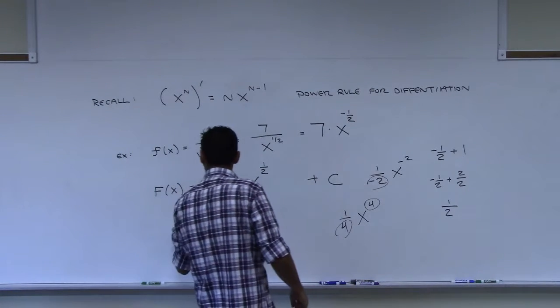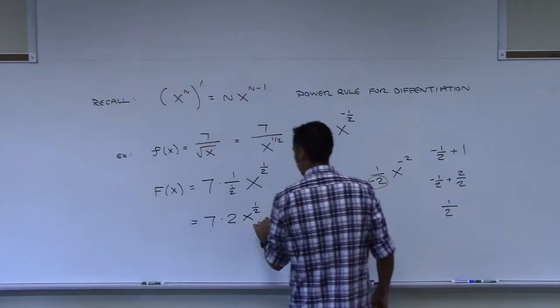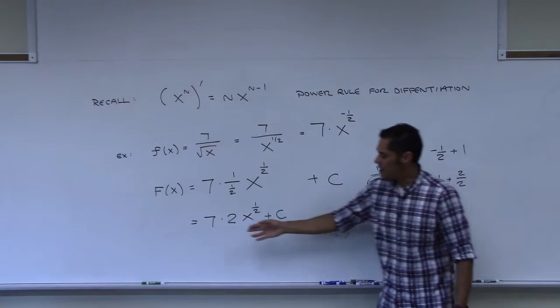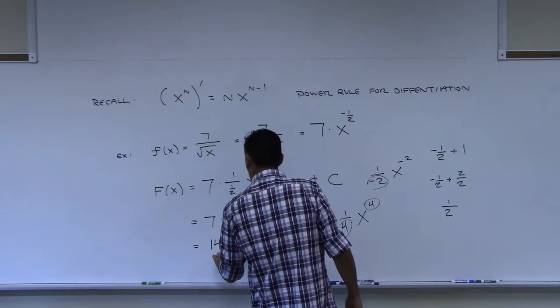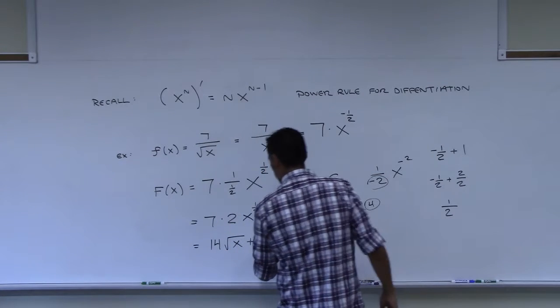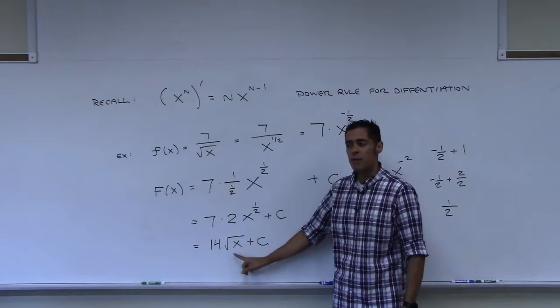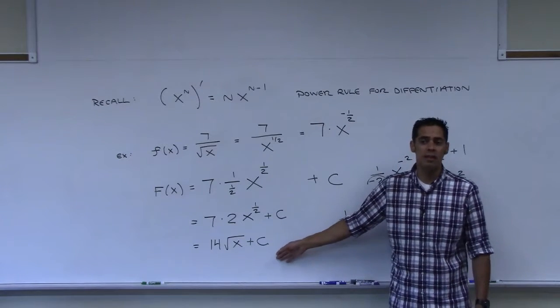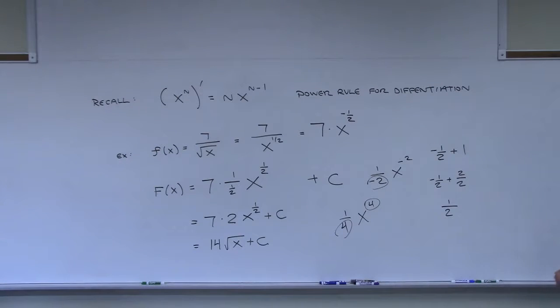So I'm going to write 7 times 2 times x to the half plus c. Right, that's where I am so far. And then what is 7 times 2? 14? 14, and then watch this. X to the half, I switched it back. Doesn't that mean the square root of x? So I just did 14 square root of x plus c. There's our general antiderivative. Okay. So that was a little more involved, yes?